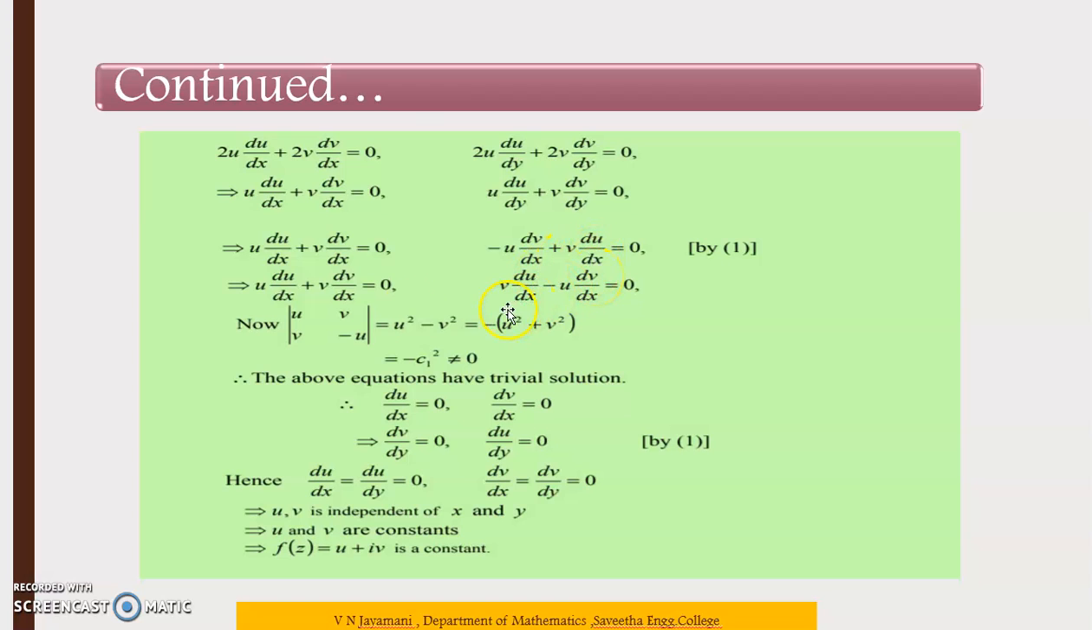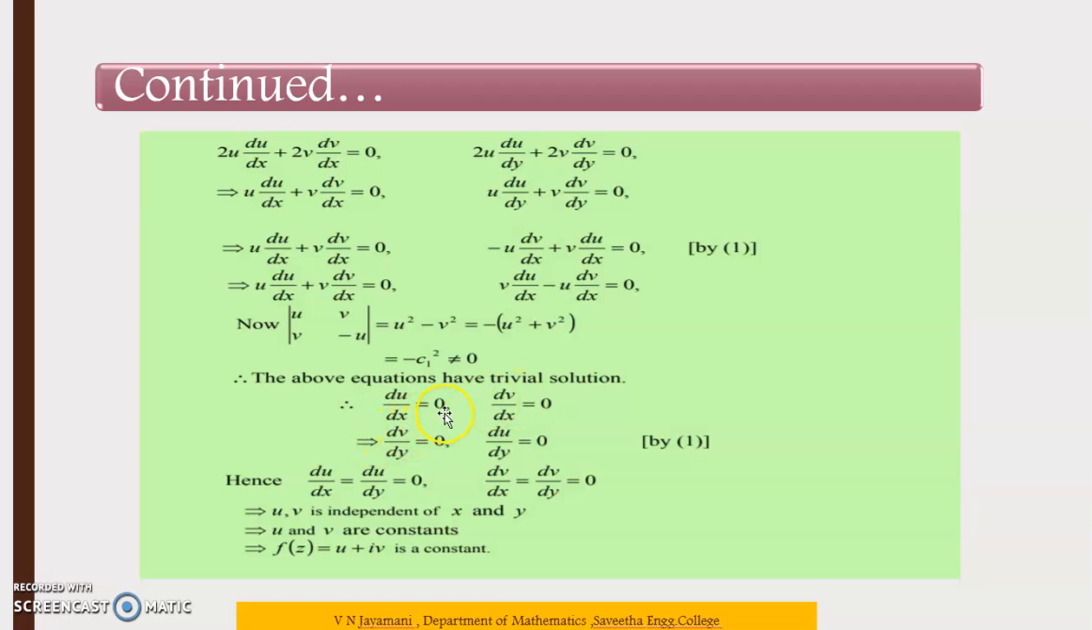Now we are going to use the Jacobian method. The coefficient of du by dx is u in the first equation, and in the second the coefficient of du by dx is v. Next, the coefficient of dv by dx is v in the first, and the coefficient of dv by dx is minus u in the second. Substituting and finding the determinant, we get minus of u square plus v square. We already took u square plus v square equal to c1 square, so this is minus c1 square, which is not equal to 0. Therefore the above system has only the trivial solution.